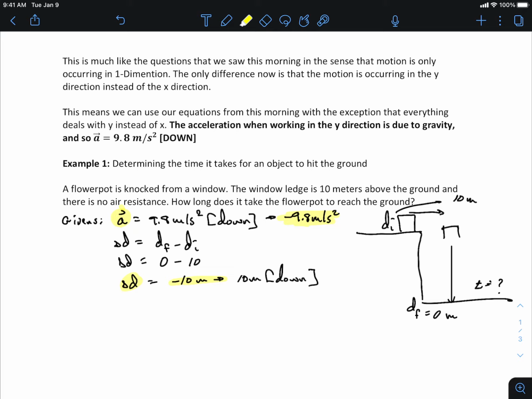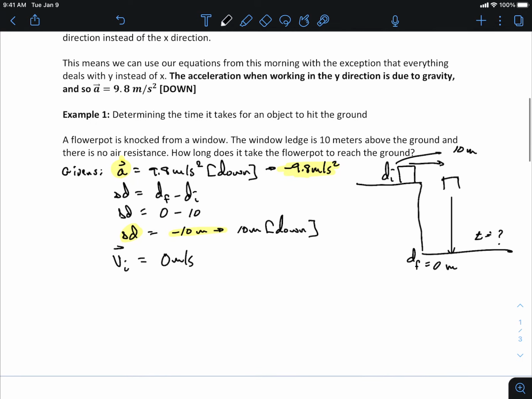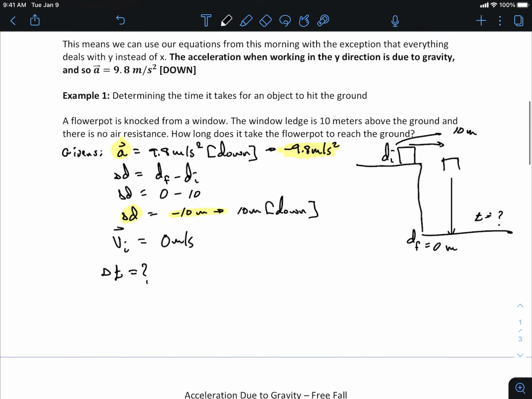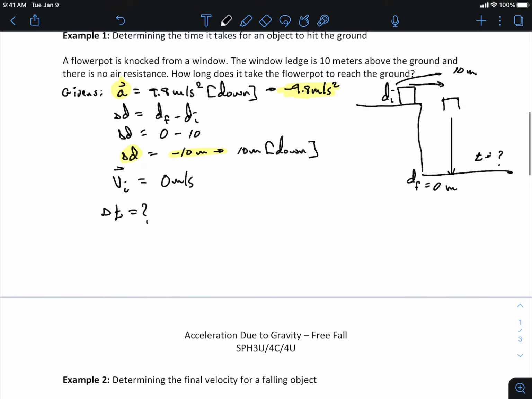You also know one other thing, and we would have seen some of this morning too. We know the initial velocity of the flower pot. It was 0 meters per second, right? And so there's one thing you're looking for, right? It's what is the time value, right? How long does this take? The change in time, right? And so we just need to select an equation that's going to solve the question for us, right? So you look at what you're given and what it is you're looking for, and one of those 5 equations should do the trick for you, right?